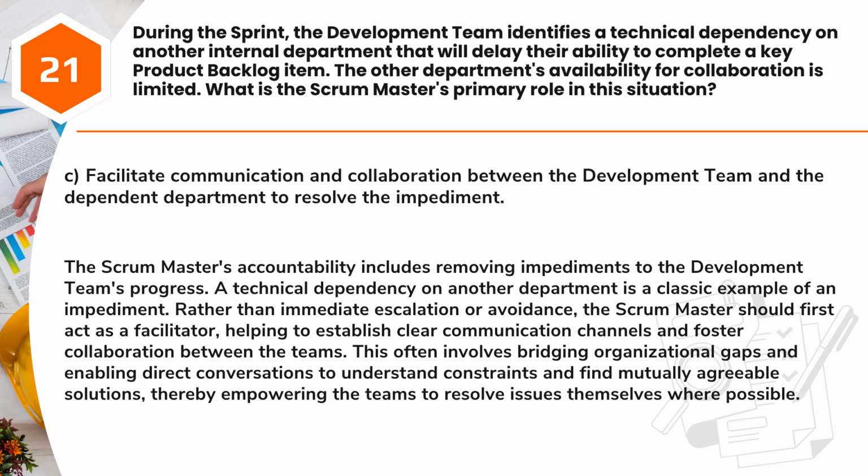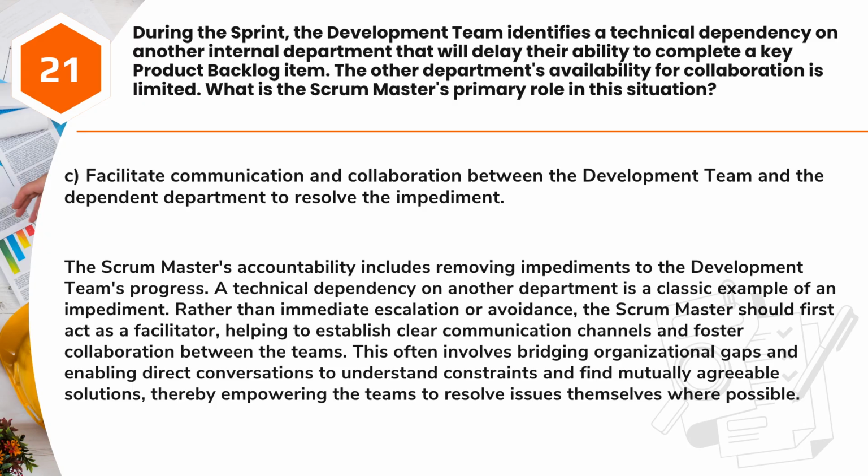Answer: C. Facilitate communication and collaboration between the development team and the dependent department to resolve the impediment. The Scrum Master's accountability includes removing impediments to the development team's progress. A technical dependency on another department is a classic example of an impediment.